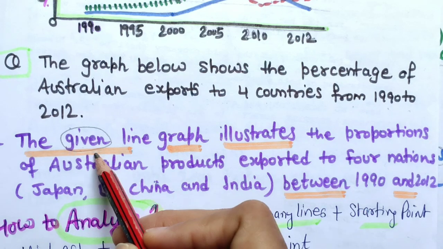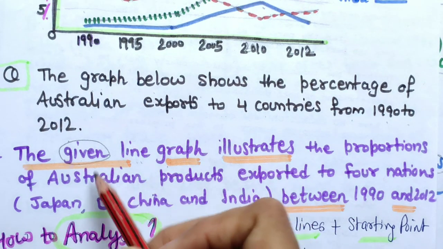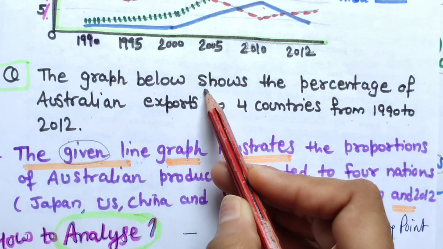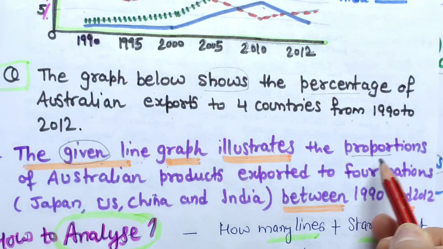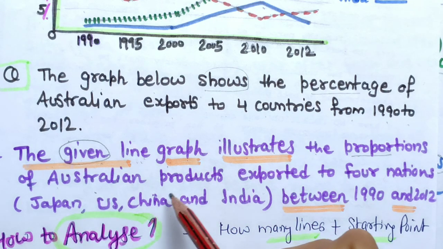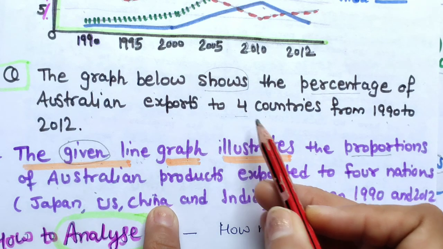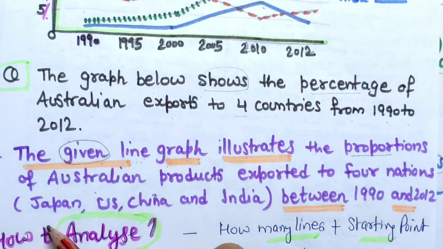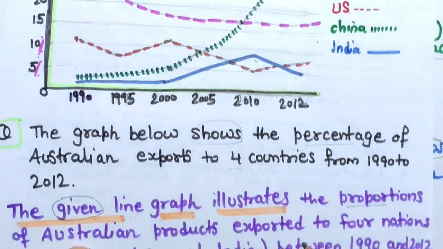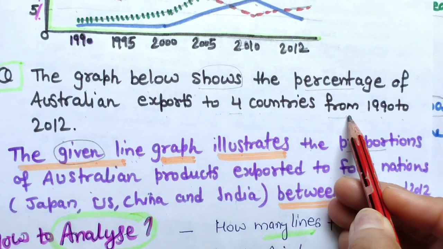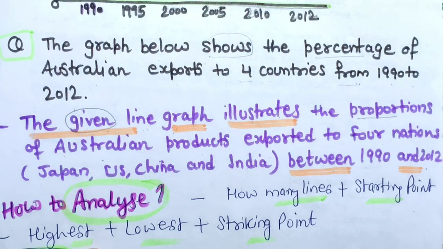The given line graph, this is also vocabulary. They have given only a graph, so we know this is a line graph. The given line graph illustrates, instead of shows we have written illustrates. Instead of percentage we have written the proportions. The percentage of Australian products we have exported to 4 nations. In brackets we have given the countries' names, and instead of from I have used between 1990 and 2012.